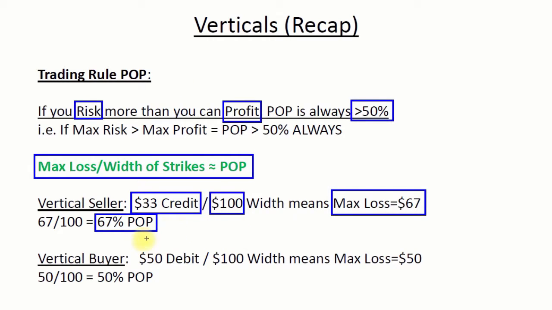Okay, so how do we do that on the buyer side? Well, it's the exact same thing, but in this case, remember, when you buy something, the most you can lose is what you pay for it. So this is even easier. If we bought a vertical and let's say we paid $50 for it, or 50 cents per dollar width, and the width was $1, which means 100, well, our max loss is what we paid for it, so our max loss is $50. We take that 50 divided by the width of the strikes, and we get a rough POP of 50%. Great little shortcut to know in case you're not using the software that I'm using.